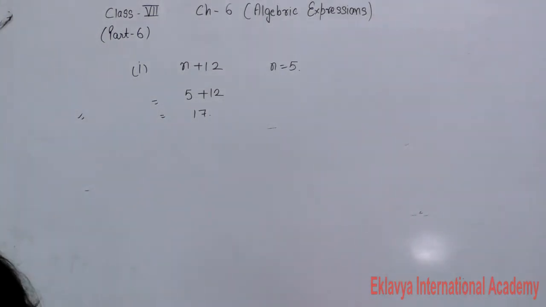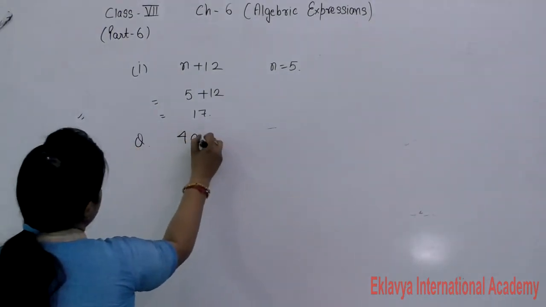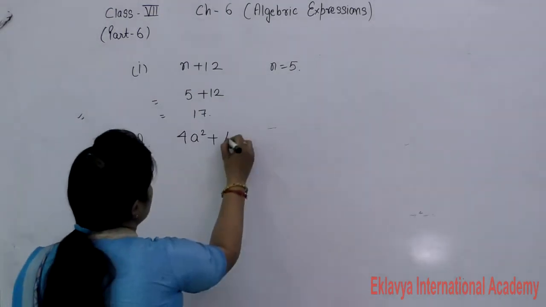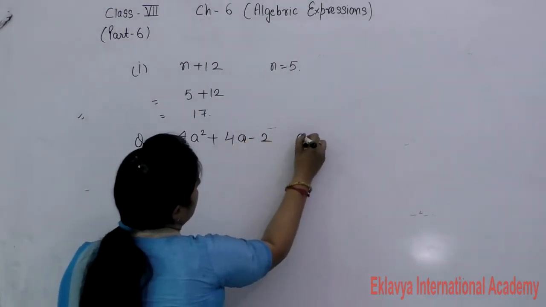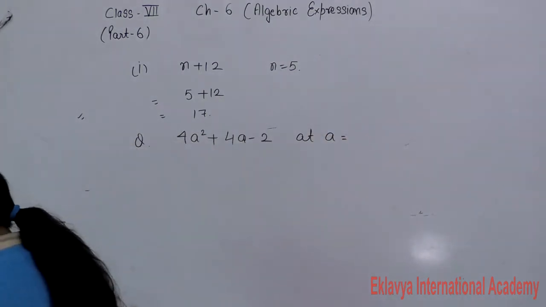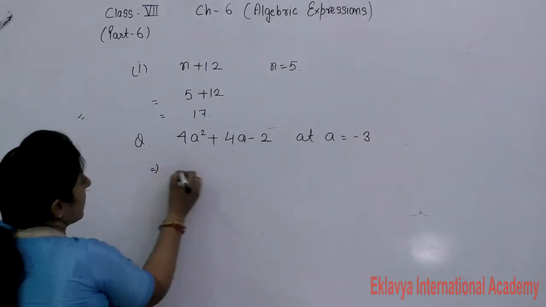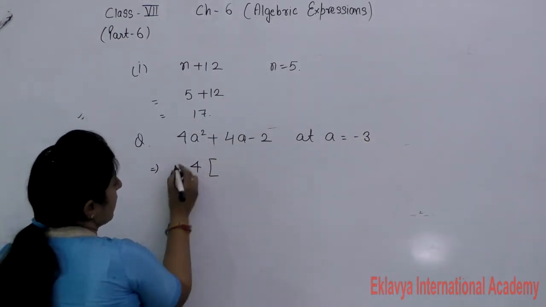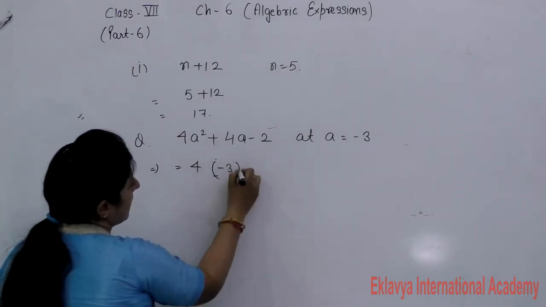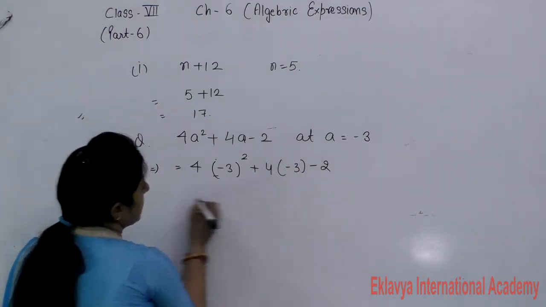Another example, suppose it is given to you 4a square plus 4a minus 2. Find the value at a is equal to minus 3. Put the value: 4a square means minus 3 power 2 plus 4 into minus 3 minus 2.